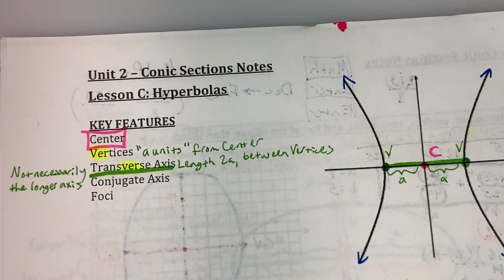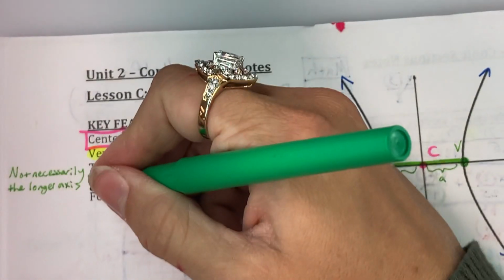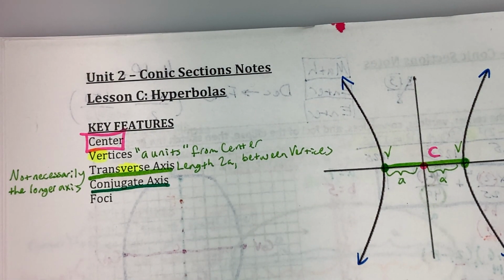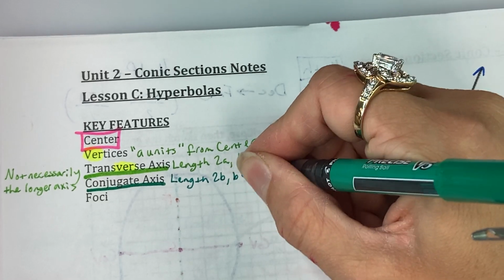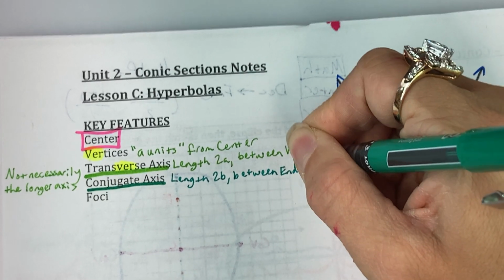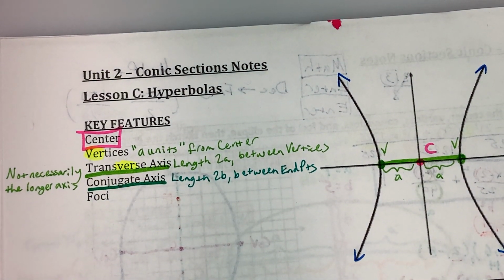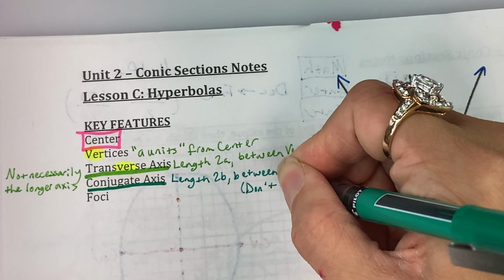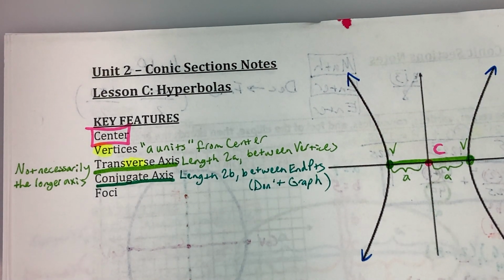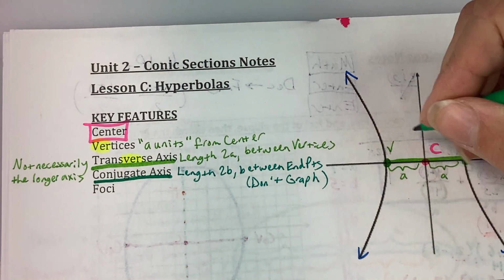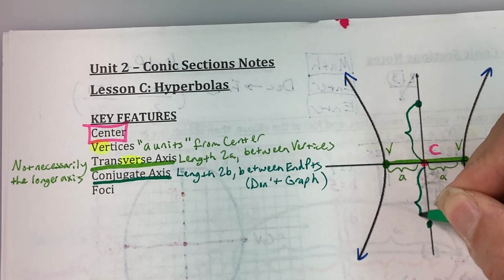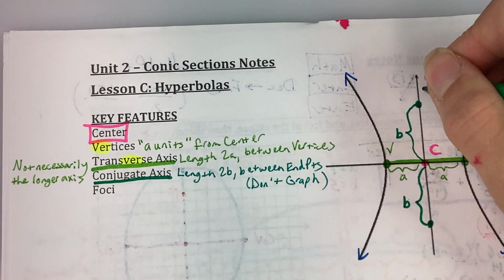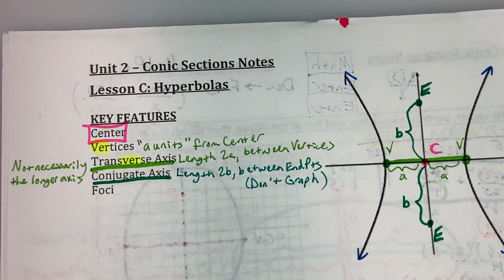Now our next axis is the conjugate axis. The conjugate axis has a length of 2b, and it is between endpoints. Now the endpoints, we don't actually graph. So they exist, but they're not really considered a key feature or something that we plot when we are graphing a hyperbola. But for reference on our diagram, let's just say I'm going to go b units up and be here, and b units down and be there. This would be an E for endpoint. This would be an E for endpoint.